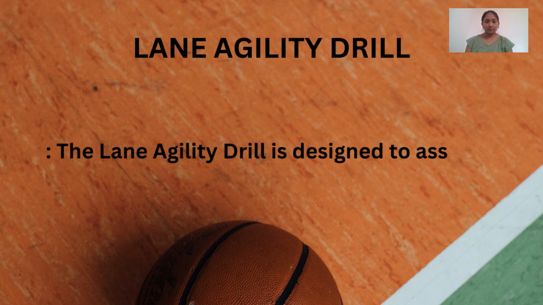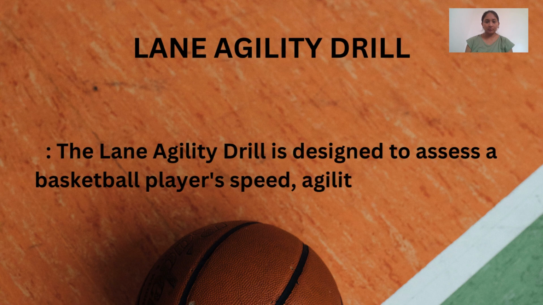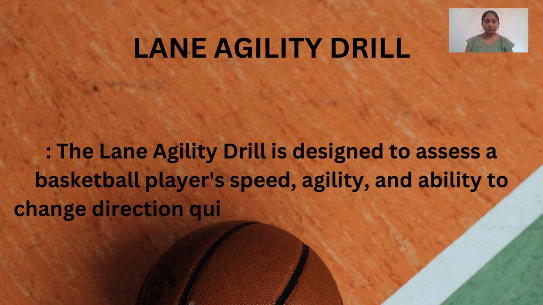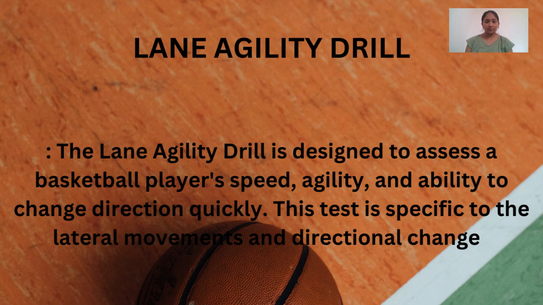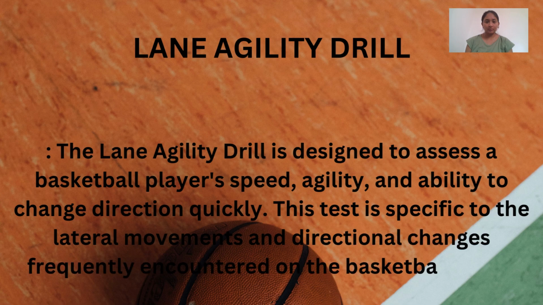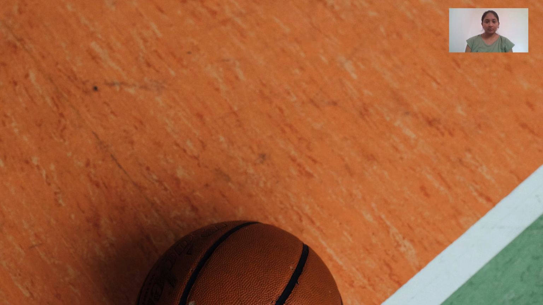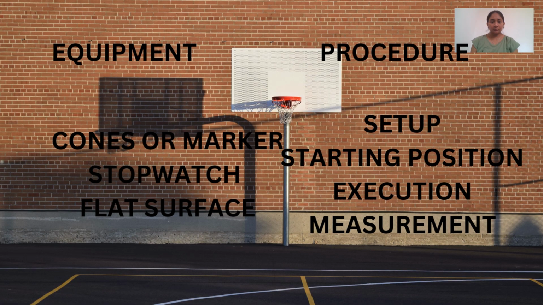The line agility drill is designed to assess a basketball player's speed, agility, and ability to change direction quickly. This test is specific to the lateral movement and directional changes frequently encountered on the basketball court. Equipment used for this test is cones or markers to set up the drill and mark the starting and turning points. Second is a stopwatch or timing system to measure the time taken by the player to complete the drill. And third is a flat surface, a stable and level playing surface for testing.